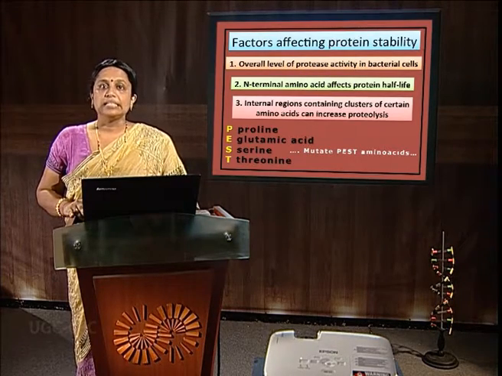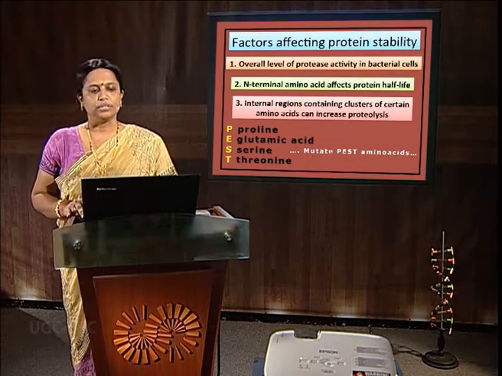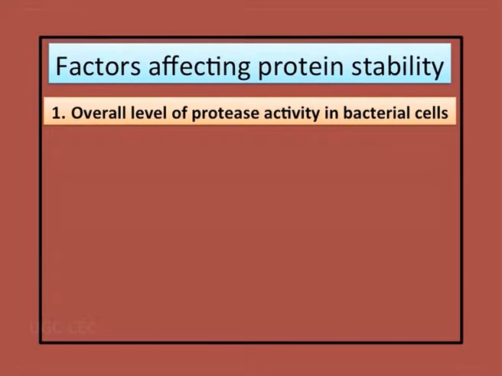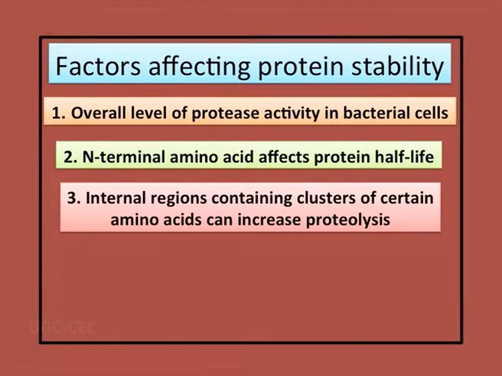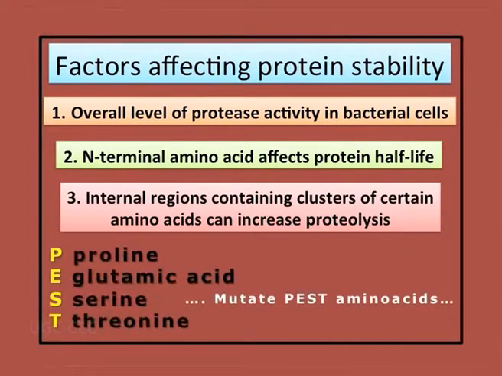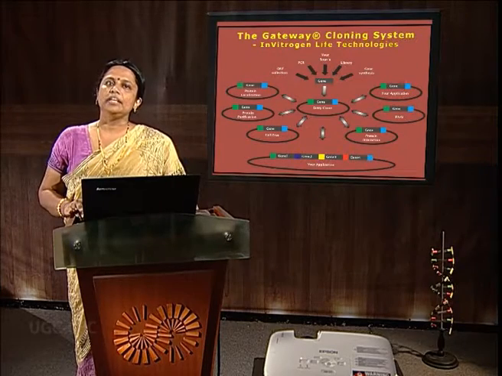Next are the factors that affect the stability of the protein. Number 1, the overall level of protease activity in the bacterial cell has to be minimized. Number 2, the N-terminal amino acid affects the protein half-life, so we have to check the sequence of amino acids in the N-terminal of a protein. And finally, internal regions containing clusters of certain amino acids can increase proteolysis, so we have to take care that such sequences are not present within the protein sequence. So, you can see here the importance of the stability of a protein.